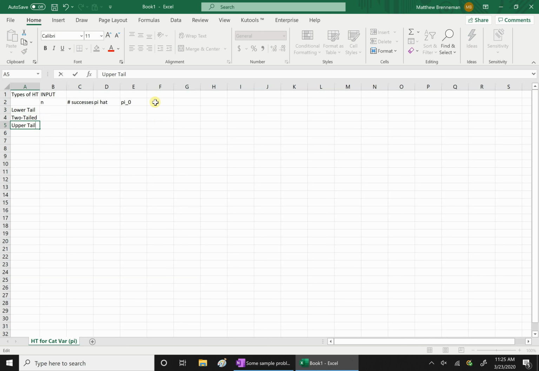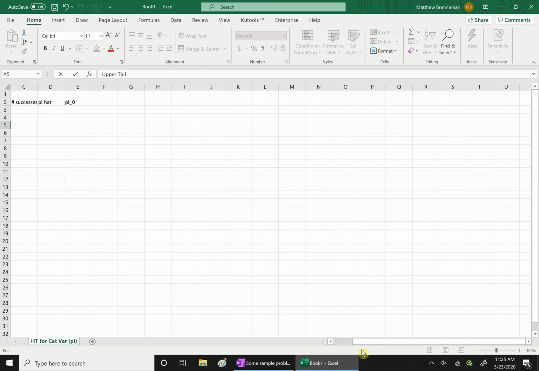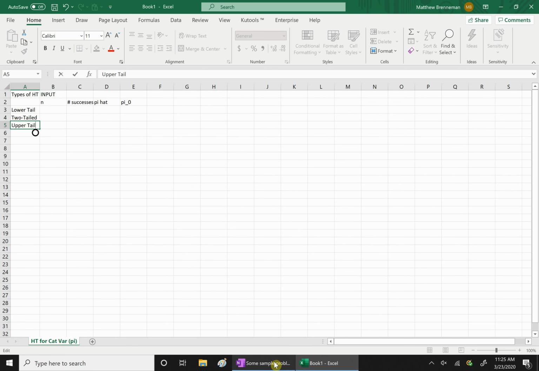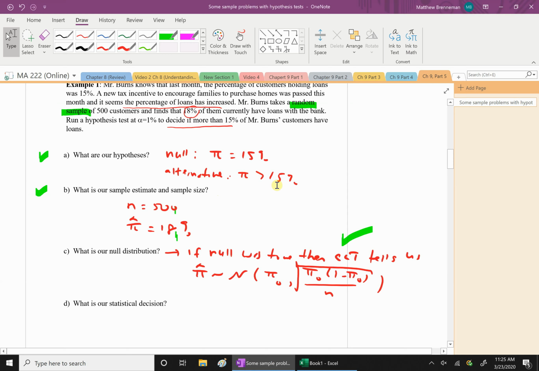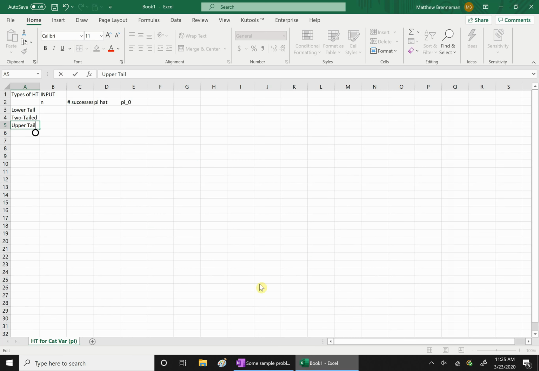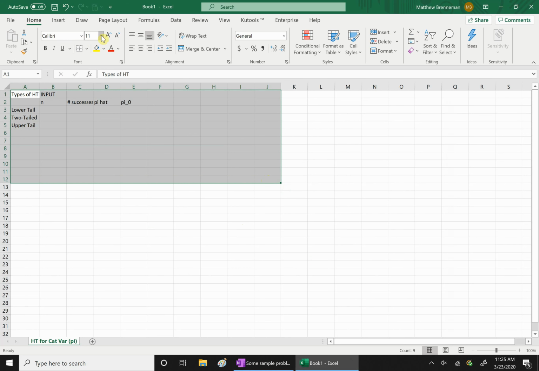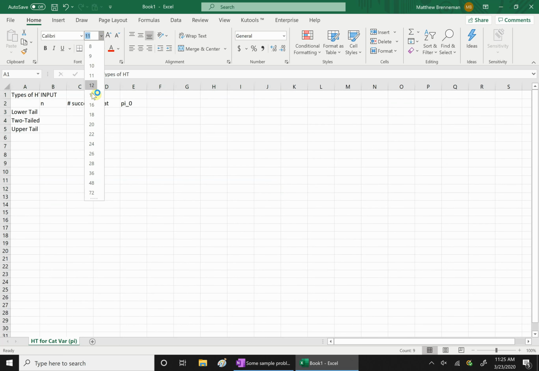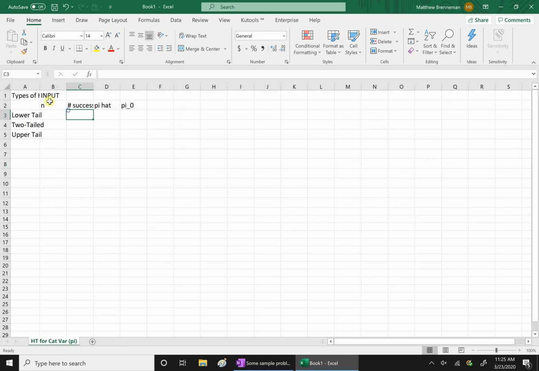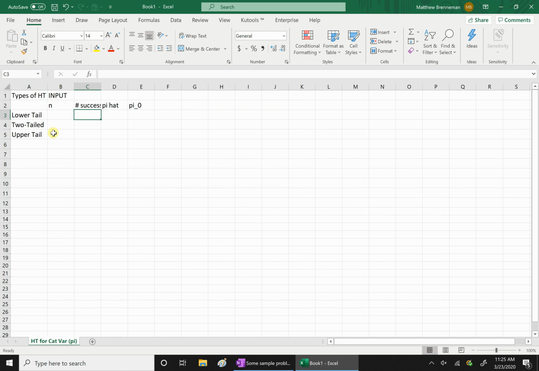Nothing will change with the input, but when I compute the p-values, things are going to change a little bit, okay? So what sort of test am I doing here? Well, I'm testing to see if the percentage is greater than 15%. So I'm doing an upper tail test, okay? So let's go ahead, we'll make this a little bit bigger. And here my sample size is 500, okay? Number of successes I don't need because I'm given pi hat. So I know that pi hat's 0.18 and the value under the null hypothesis is 15%.